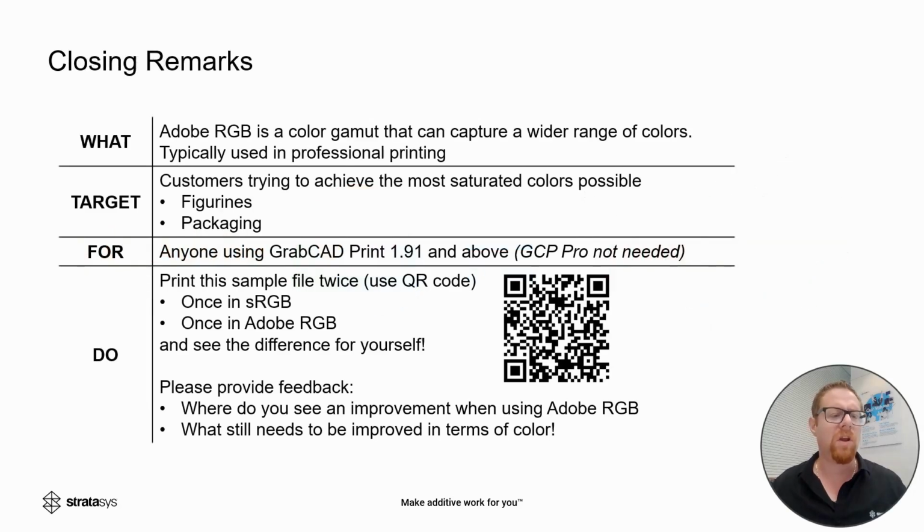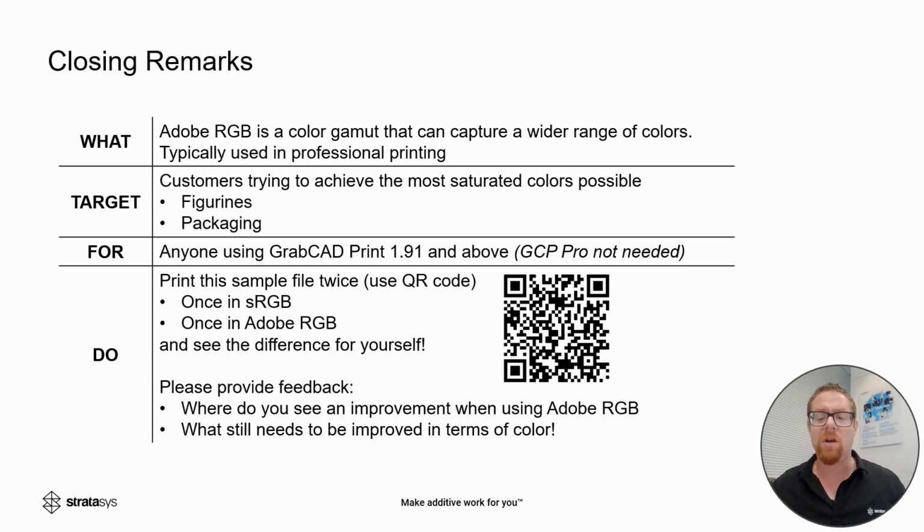To review and some closing remarks. So it's a color gamut, Adobe RGB, that can capture a wider range of colors and those are more similar to those used in professional printing rather than, say, those that you can represent on a monitor. The target is really for customers who are interested in more saturated colors. So that could be, say, figurines and collectibles or entertainment markets, and that would be, say, packaging as well. It's available and it's easy to apply. It's available for anyone that uses GrabCAD Print. You don't need Pro, and it was made available in the most recent launch, which was 1.91 version of GrabCAD.